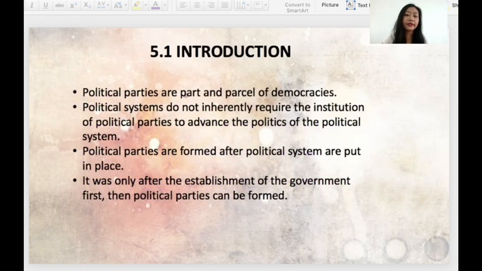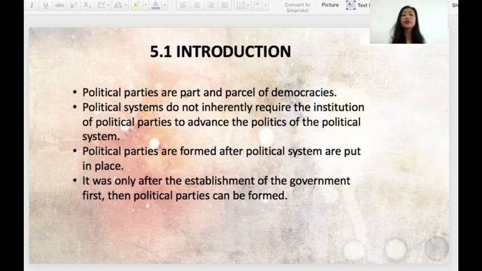Alright class, let's start with the introduction. Political parties are part and parcel of democracies. As you all know, democracy system is a government where the representative of a certain political parties being selected during the election, yeah? So we can see that political parties is a complement of democracy, yeah?